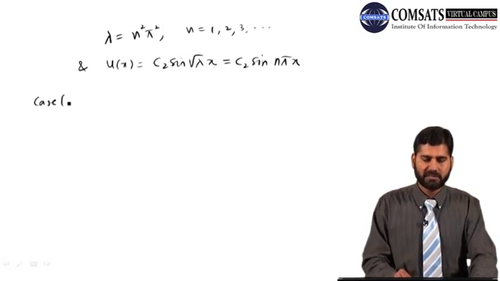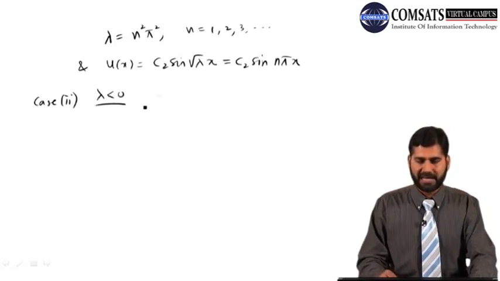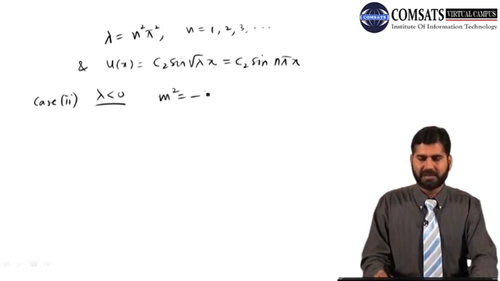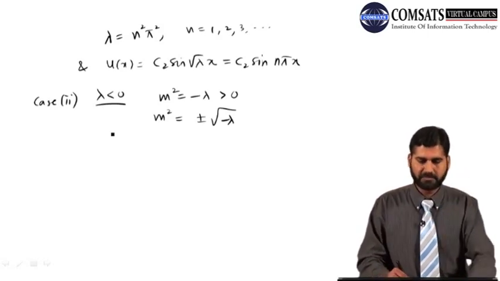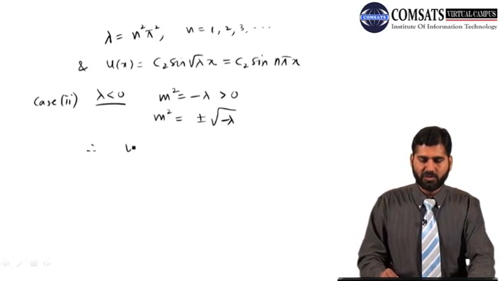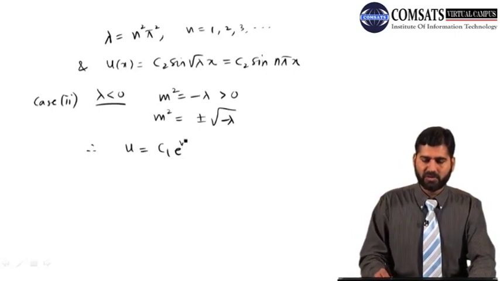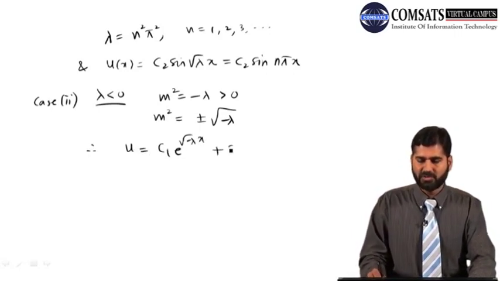Case 2 is that lambda is negative. If we take lambda negative, then m square is equal to minus lambda, which is positive. So if it is positive, you are getting m equal to plus minus square root of negative lambda. They are real and distinct, not complex. In this case, your u will be c1 e to the square root of minus lambda x plus c2 e to the minus square root of minus lambda x.